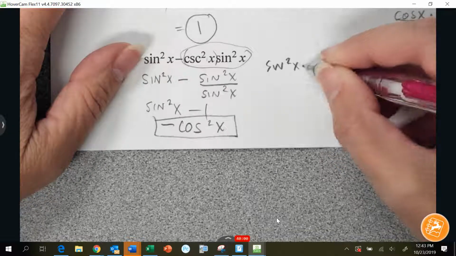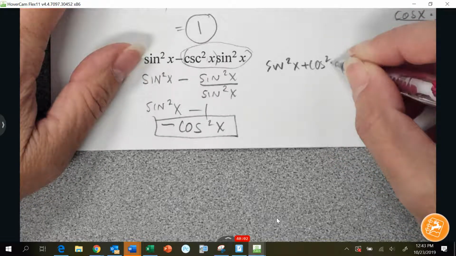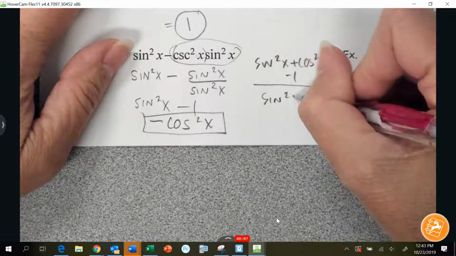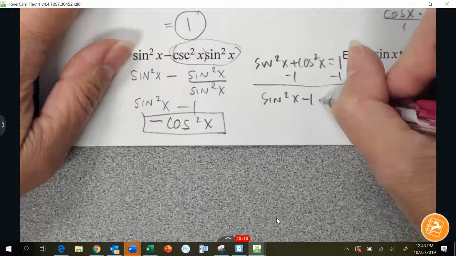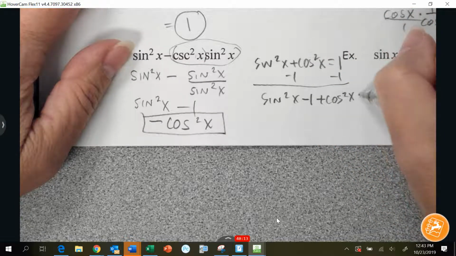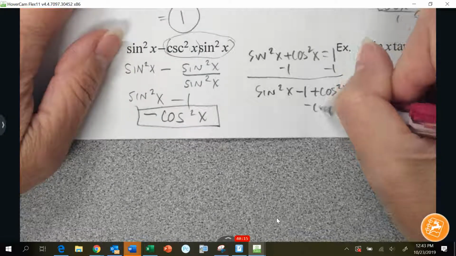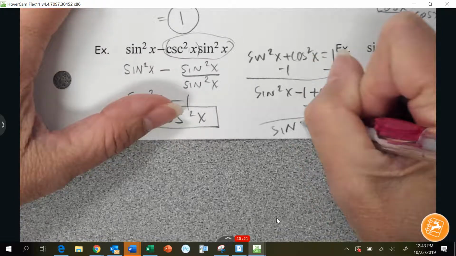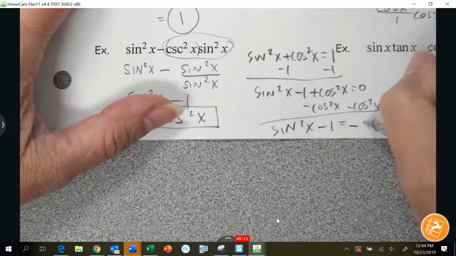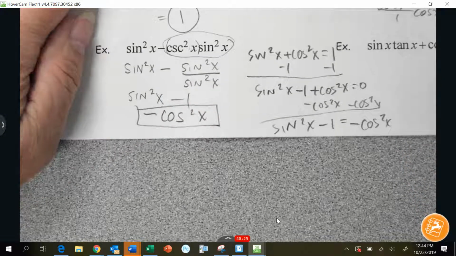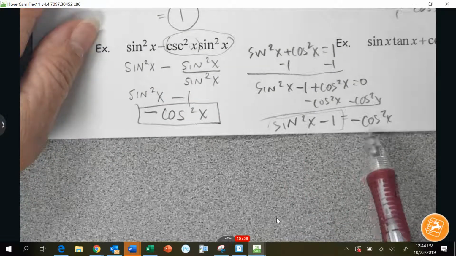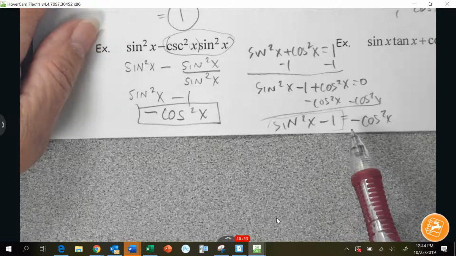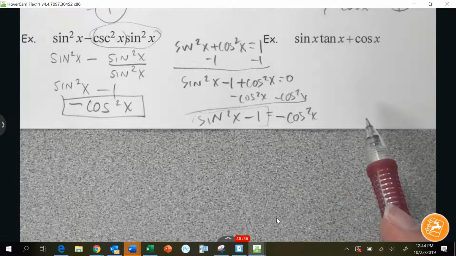Sine squared x plus cosine squared x equals 1. Subtract 1 from both sides. Okay, and then I subtracted cosine squared x. So sine squared x minus 1 is equal to negative cosine squared x. They're equal. I'm just using properties of equality to rearrange the equation. All right, one last one.